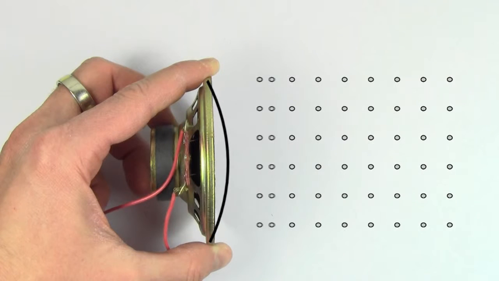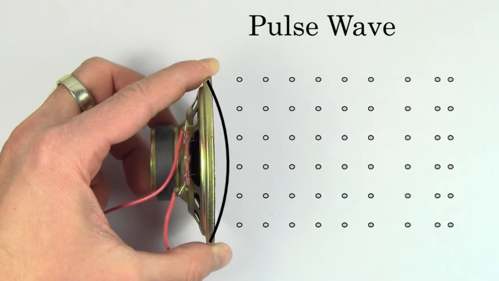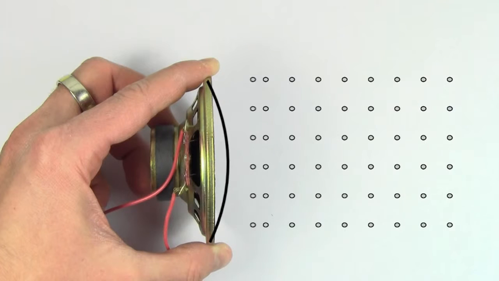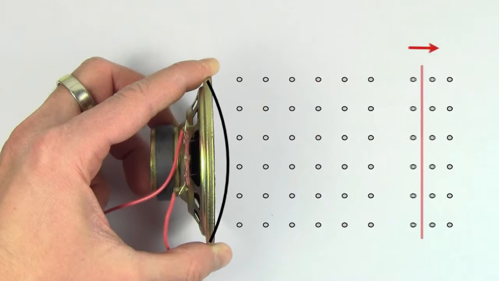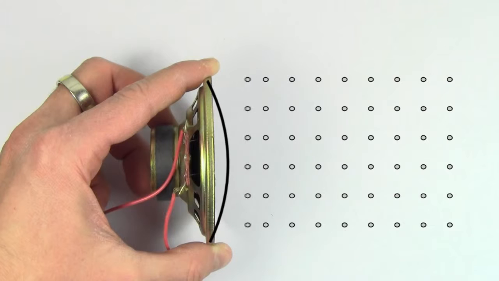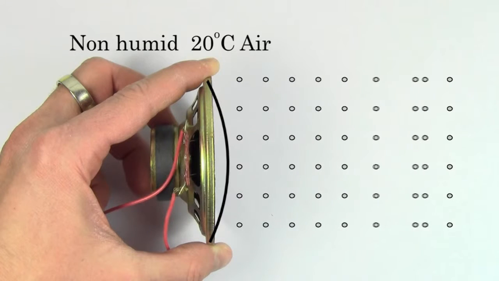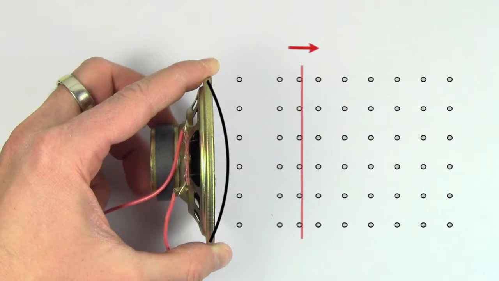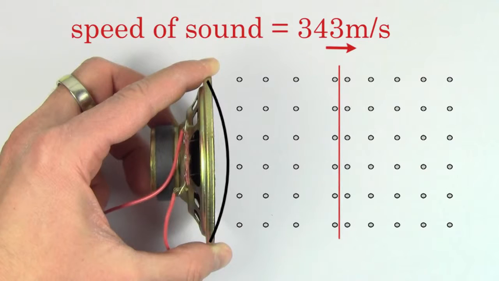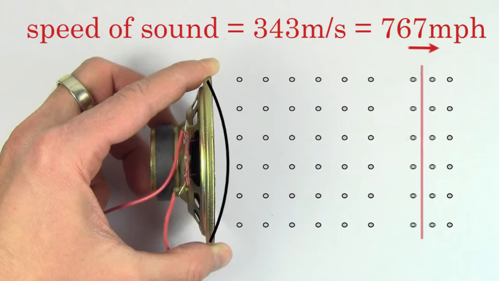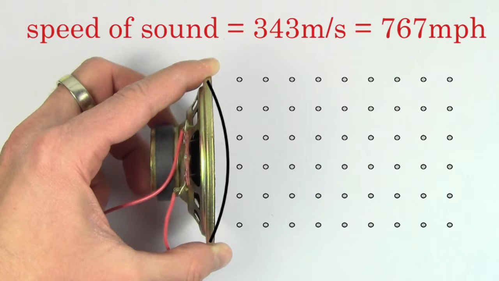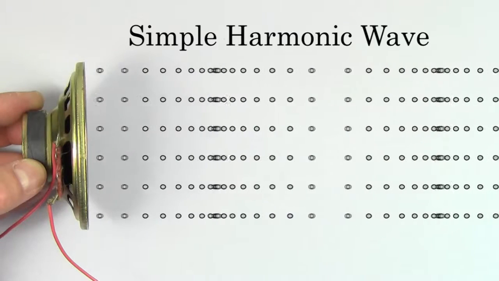If we let a speaker make one short burst, we'll create a pulse wave. We can find the speed of sound by looking at the speed of this compressed region as it travels through the medium. In non-humid air at 20 degrees Celsius, the speed of sound is about 343 meters per second, or 767 miles per hour.